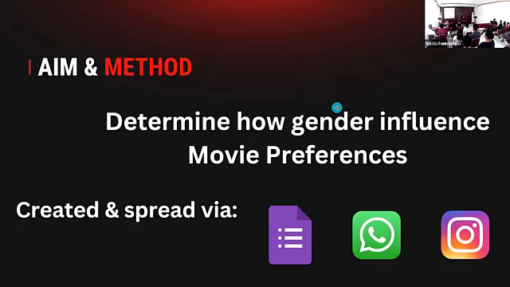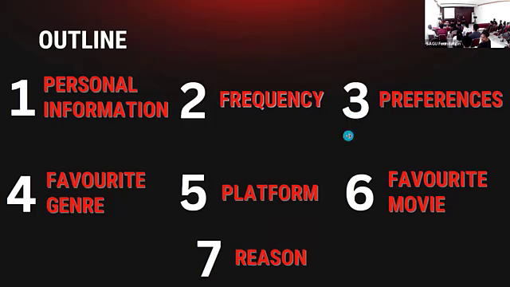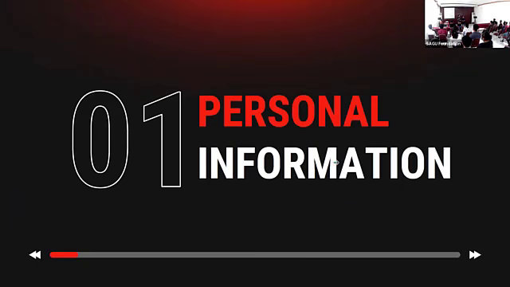All right, let's take a look at the outline of this presentation. There will be 7 topics delivered. The first 3 topics will be delivered by me, which are personal information, frequency, and the preferences. The last 4 topics will be delivered by my friend Kezia, which are favorite genre, platform, favorite movie, and the reason why they choose their favorite movie.